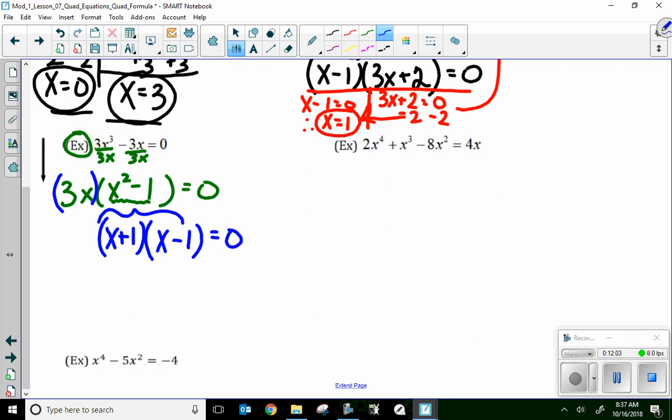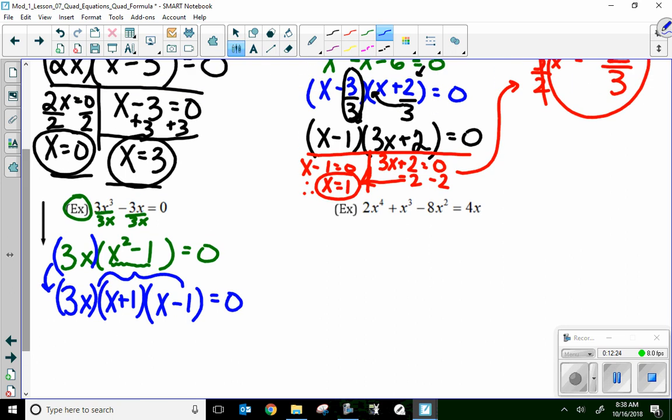And please don't forget, anytime we take out a GCF, or a greatest common factor, that still just comes along for the ride. I cannot just leave that behind, okay? So now what do you notice that's different here than the previous two problems? I will show you my highlighter.